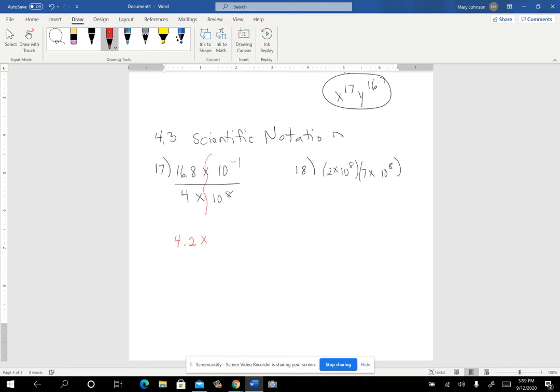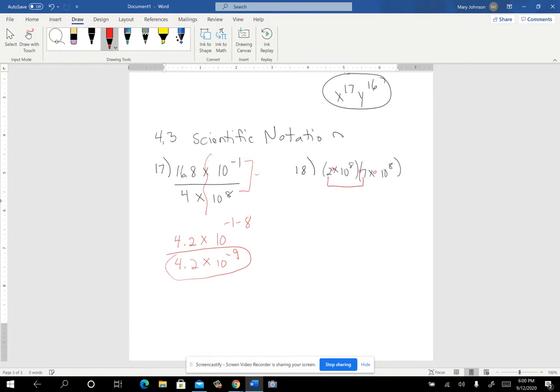And then this, I don't like rules typically, but here's where it really is best just to use the rule. So we have a quotient. We can subtract those. We could do -1 minus 8, and we'd get 4.2 times 10 to the negative 9th power. 4.2 is between 1 and 10, so that would be our final answer if they wanted it in scientific notation, which they did.